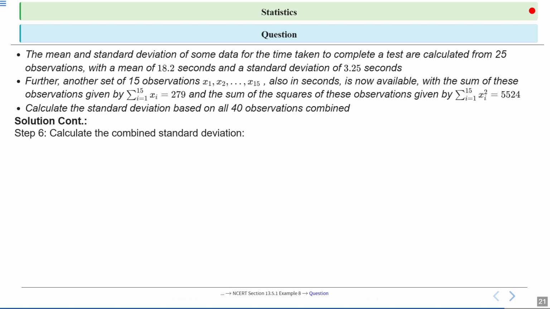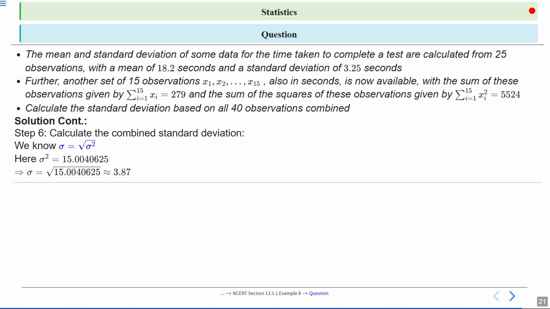Now step 6 is to calculate the combined standard deviation. We know sigma equal to square root of sigma square. Here sigma square is 15.0040625. So it implies sigma equal to square root of 15.0040625. It is approximately equal to 3.87.